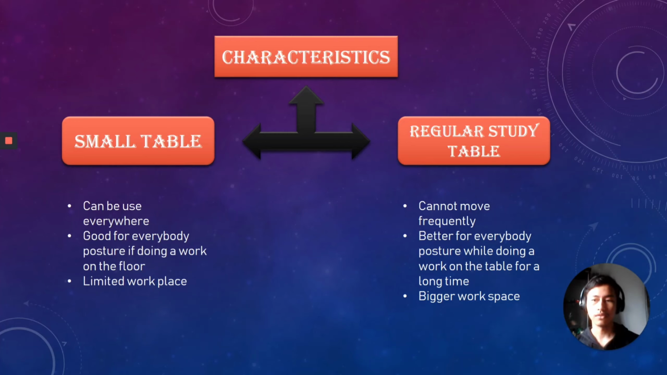So today I would like to continue what my friend was just presenting, and my topic is the characteristics of the kind of table that you use for your study. So the first one is the small table. The characteristic of it is you can use it everywhere. Since it is a small table and can be folded to a small piece, it can easily be carried everywhere, and you can store it in such a small place.